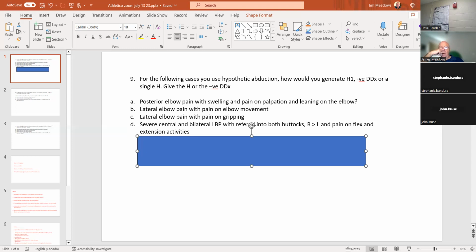Because look at the third one, lateral elbow pain with pain on gripping. I can guarantee you that you will all pick a single hypothesis. Is there anybody who didn't pick a single hypothesis? Again, it's not right or wrong. It's a choice. Both choices are equally valid. Some are easier to work with than the other choice in certain cases. That's all. So did anybody pick negative differentials for this one?